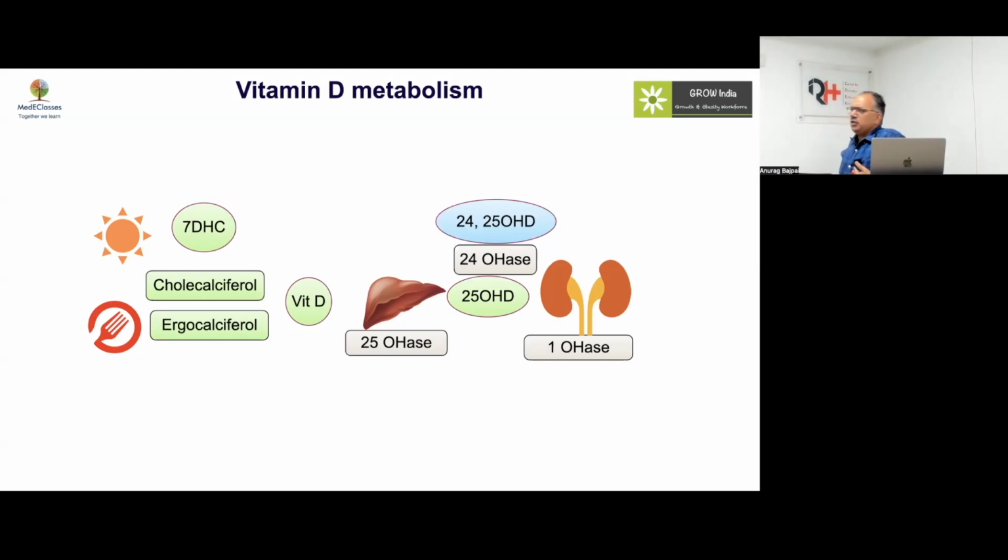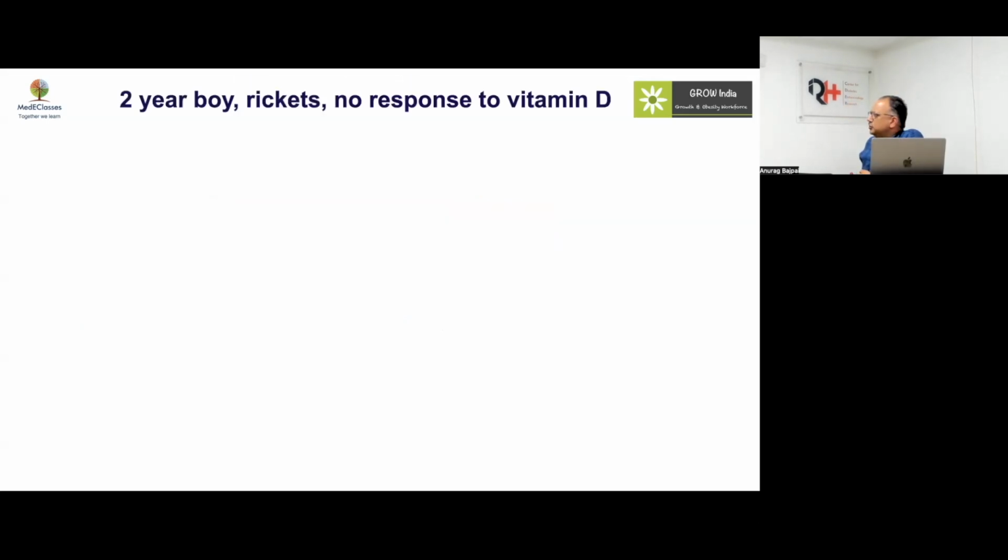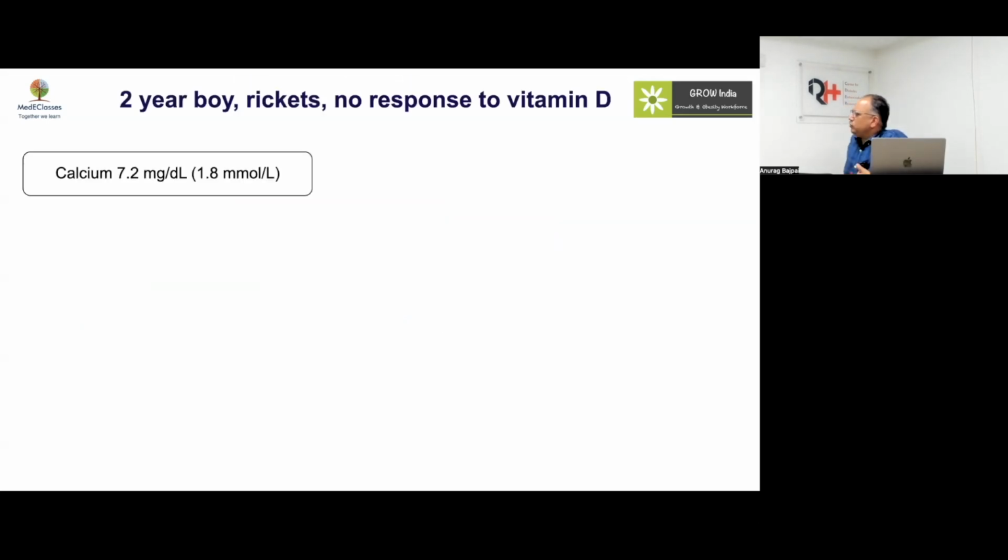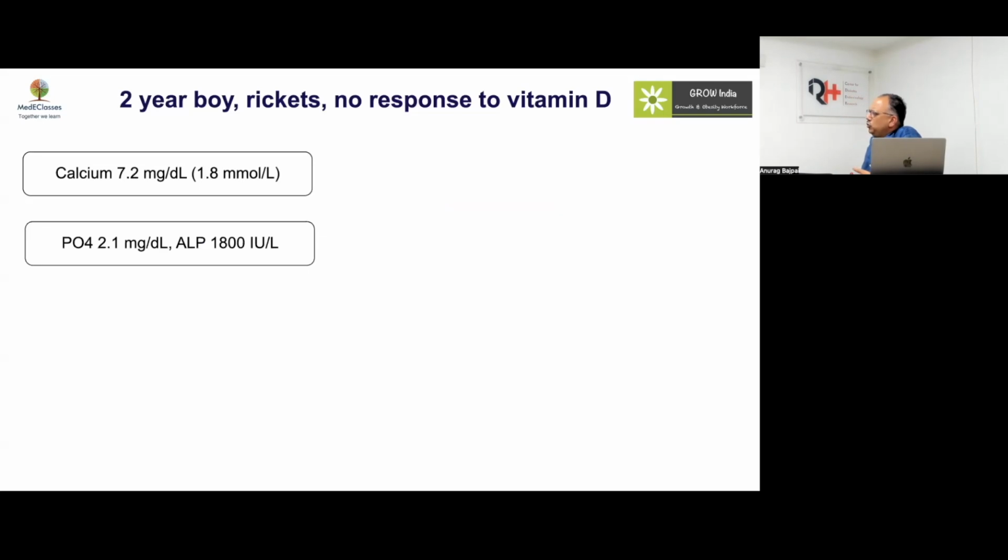And 1-alpha hydroxylase we already discussed. So, a 2-year-old boy with rickets, no response to vitamin D, calcium on the lower side, phosphorus low, ALP high. So what are we thinking of? With low phosphorus and hypocalcemia, vitamin D deficiency is definitely there. But you can say there is an impaired response to vitamin D. So vitamin D is not working well. So what next will you do?